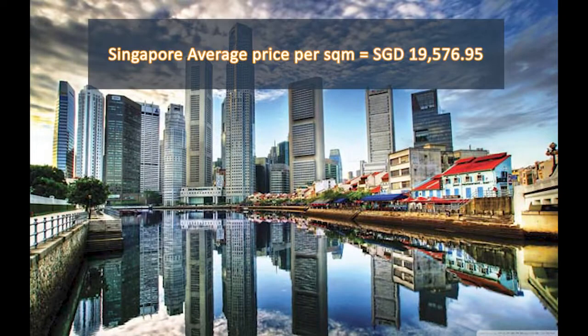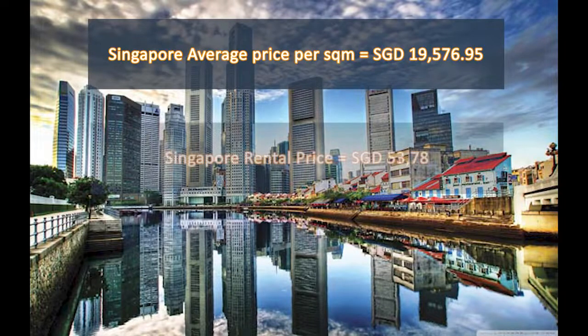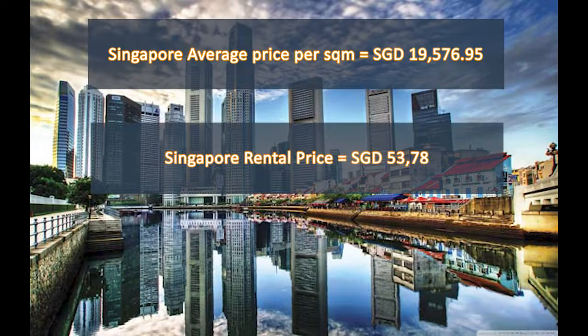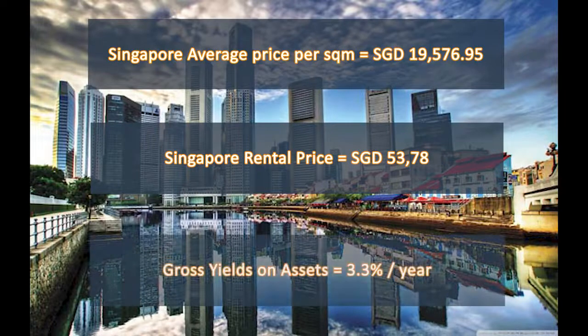Currently, considering the average price per square meter in Singapore of about 19,576 Singapore dollars and the rental price of 54 Singapore dollars, the gross yield on this asset is 3.3% per year. Net yields are typically around 1.5% to 2% lower.